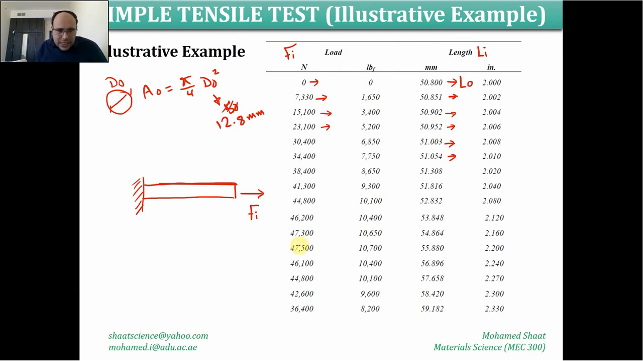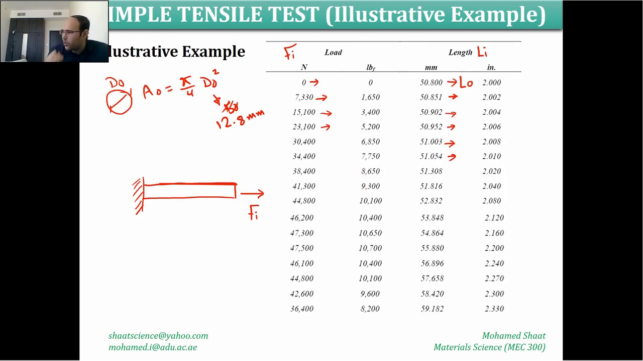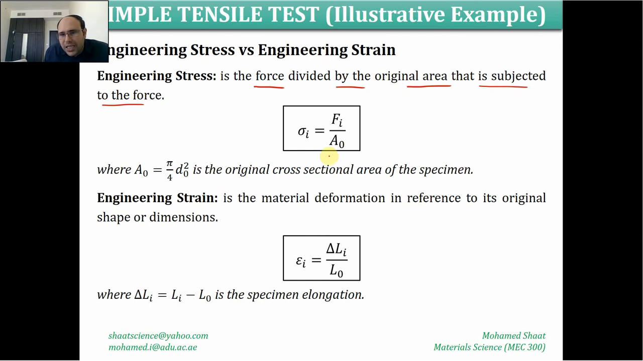Like for instant 0, the force was 0. For instant 1, F1 equals 7,330. For instant 2, it became 15,000 and something. For instant 3 or 4, it became 23,100 and so on. So for every instant of time, there is a certain value of the force. That's why we incorporate the i, indicating the instantaneous force, to refer to which instant this force belongs to. If we divide every single force by the original area of the material sample, this is going to give us the engineering stress.